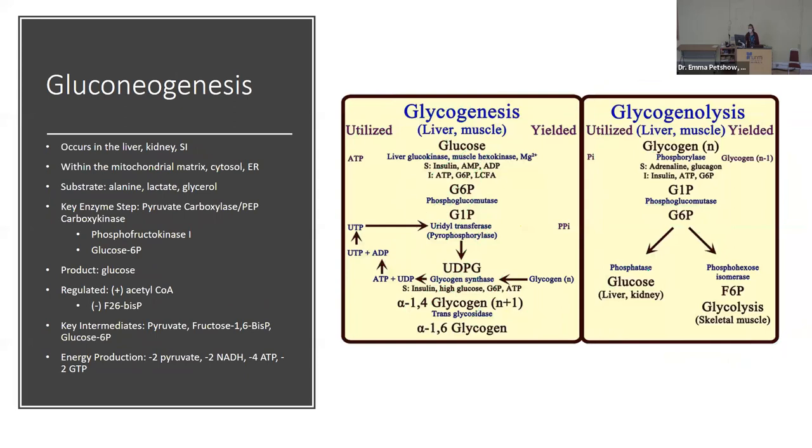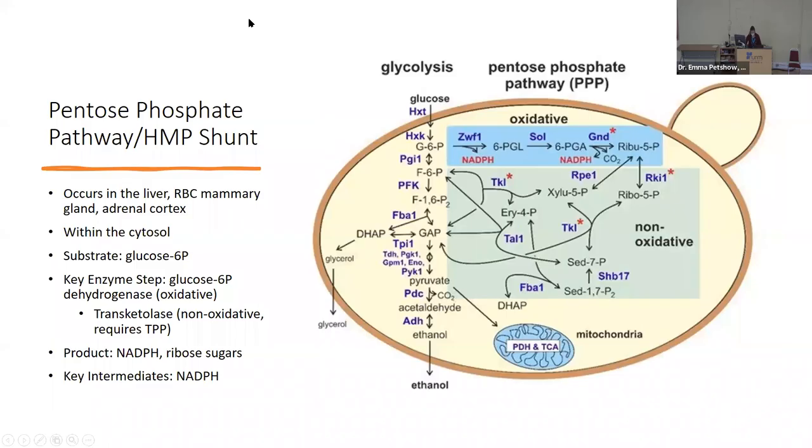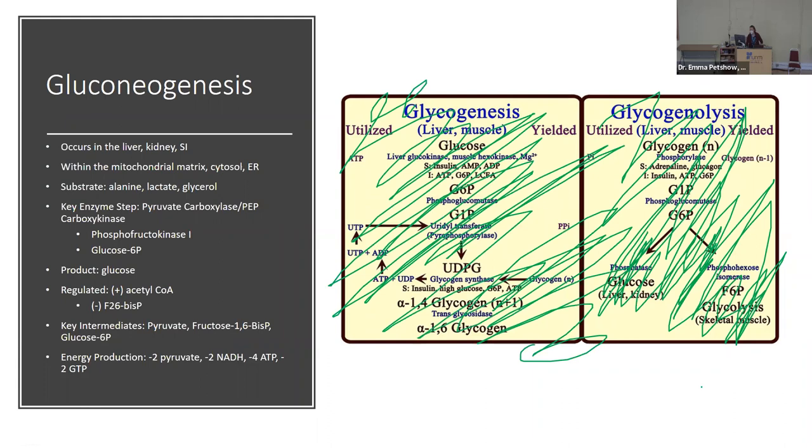Now, gluconeogenesis. So we're going to cross off this part here. I'm going to get off the picture completely. I'm going to completely disregard both these images, because gluconeogenesis deals nothing with glycogen. Glycogenolysis, glycogen. Gluconeogenesis, no glycogen. Gluconeogenesis, our goal is to get to glucose, but we're starting with different products.